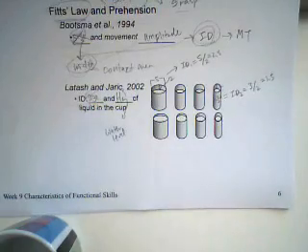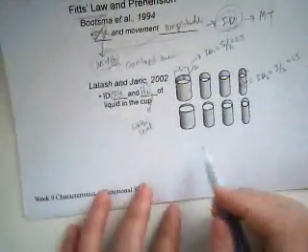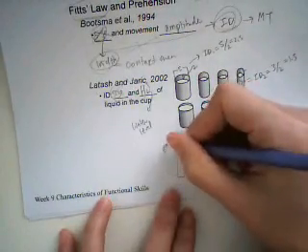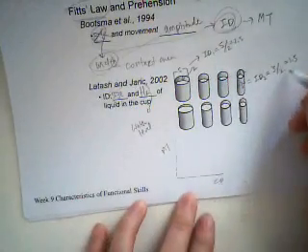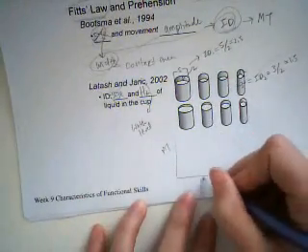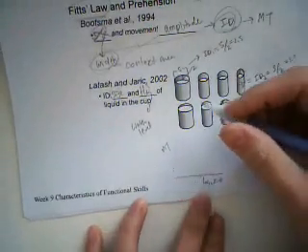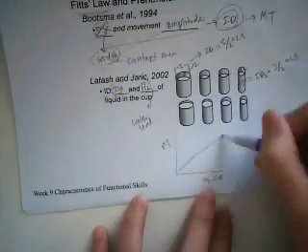So again, what Latash and Jarek found was the relationship between the index of difficulty and movement time. And because it was not logarithmic, when we put the logarithm to the base of 2, this also showed linear relationship.